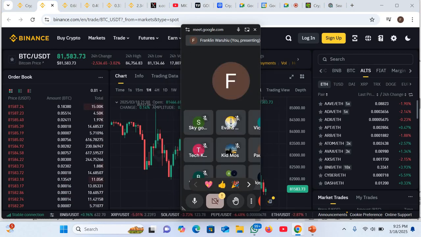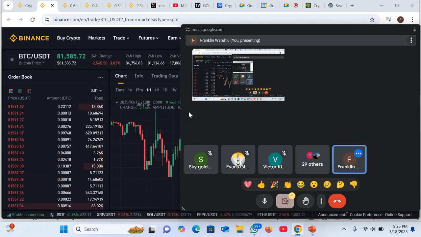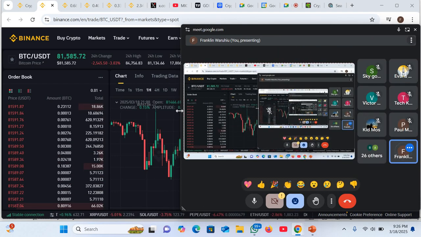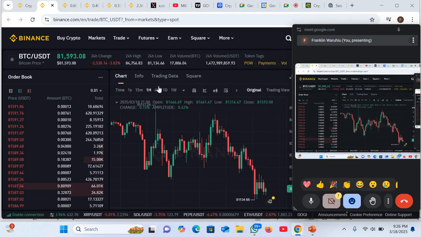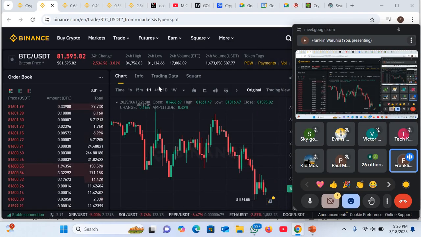Just allow me to move these to this other end so that each of you can see the current market price of Bitcoin. So the current market price of Bitcoin is at 81,576. It keeps fluctuating.